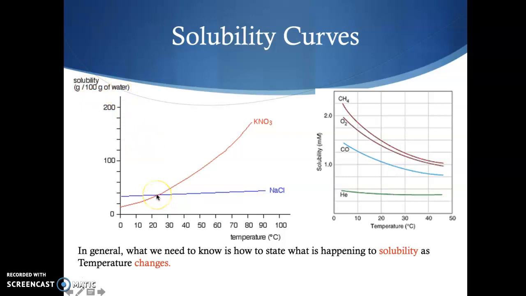Okay. But as I double my temp to go to 50, okay, sodium chloride is still about 40. But the potassium nitrate has gone up to about 80. Okay, so different salts have different solubilities, right? So the higher the temp, the more I can dissolve. That's obvious here. But because the salts are different, they have different abilities to be dissolved.